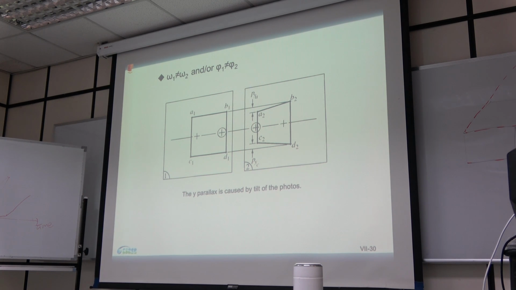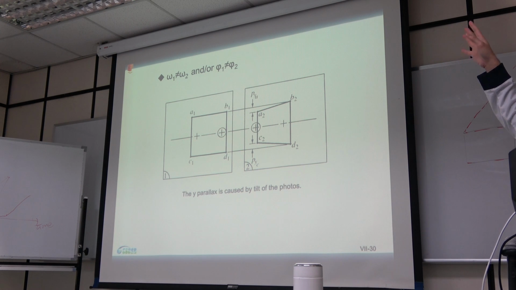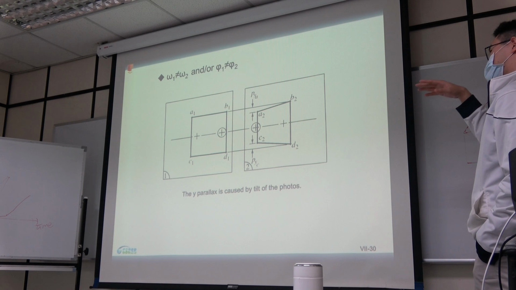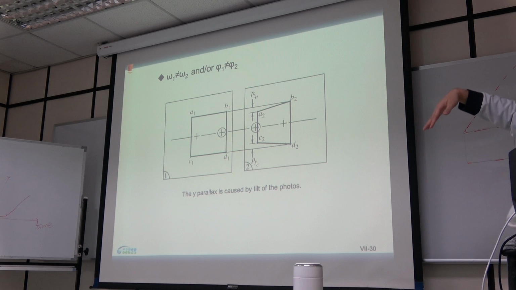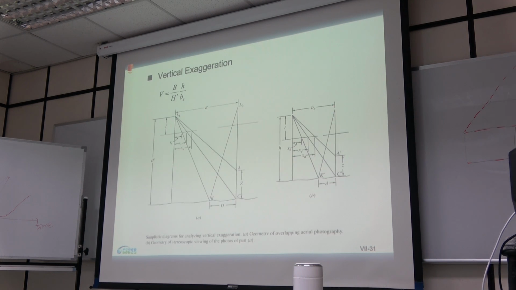Basically that means you need to remove the y parallax. The general idea is you need to remove all the y parallax, and then in this case you can use the x parallax to see the stereo. Okay, so that's basically the case. This is from the old time. If you are viewing the stereo pairs by using your eye, then you may suffer from something called vertical exaggeration.